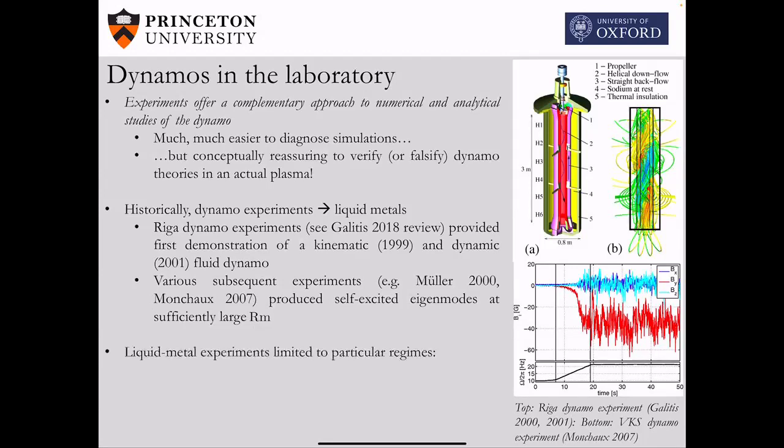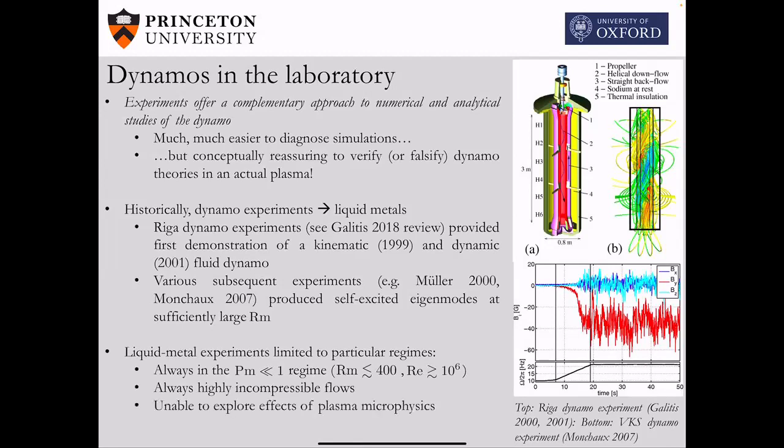However, liquid metal experiments are always limited to particular regimes. They are always in the very low Prandtl number regime. It's very hard to get magnetic Reynolds numbers in these experiments larger than a few hundred or perhaps 1,000, even in the most recent setups. And typically the fluid Reynolds numbers are greater than 10 to the 6, or sometimes much larger than that. These flows are always highly incompressible. And in addition, given that they are liquid metals, one is unable to explore the effects of plasma microphysics on dynamos, the sort of effects I discussed briefly in the previous slide.